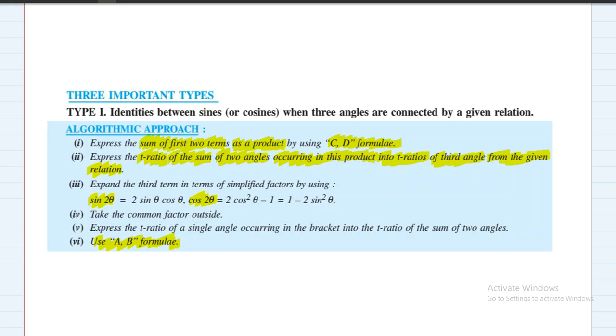Then expand the third term in the terms of simplified factors by using sin 2 theta formula or cos 2 theta formula. Then take the common factor outside and express the trigonometric ratios of single angle occurring in the bracket into the trigonometric ratios of sum of two angles, and use AB formula to find or prove the relation. So this must be really confusing for you, the algorithm which is shown here, but we will see with the help of an example how we can make it easy.